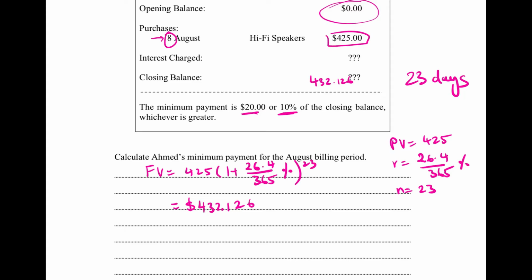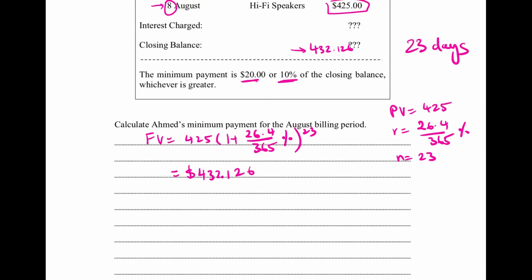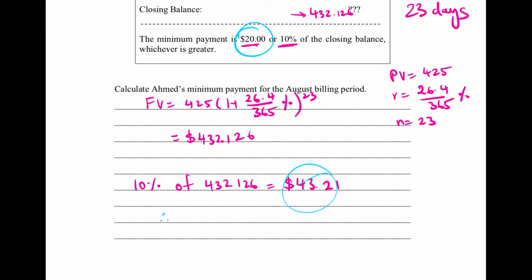If you want, you can determine the interest as well, and that's just subtracting. But right now, I'm only concerned with the closing balance, so I'm not going to go back and find the interest. If I want to know his minimum payment, I need to find out what 10% of $432 is, and it is $43.21. Now, what is larger, $20 or $43? And it's the 43. So you would say, therefore, his minimum payment is $43.21.